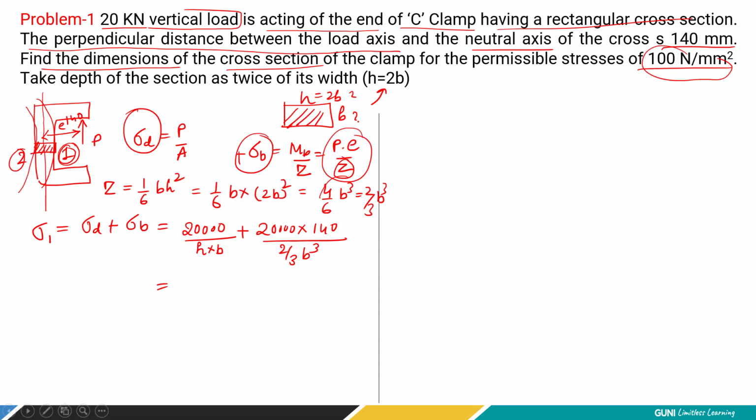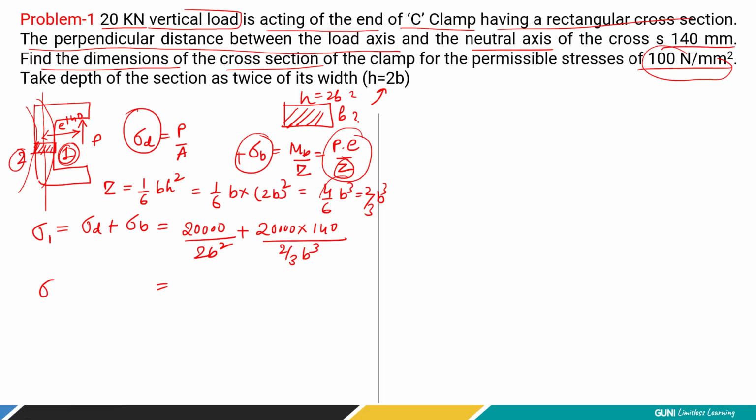Okay. Now how to simplify it is very simple. We can take this H is equal to 2 times B. So it becomes 2B square. So I can write whole 2B square. Okay. Now here you have to apply certain mathematical formula, right?